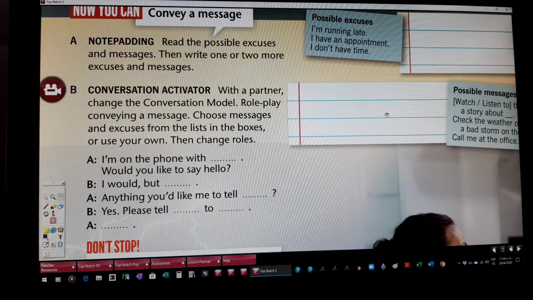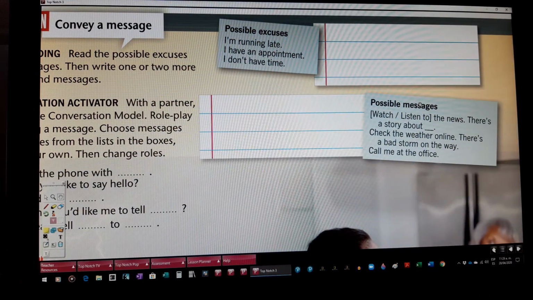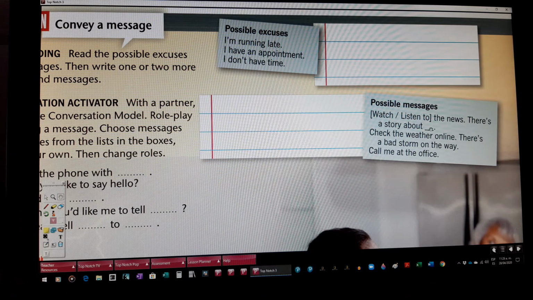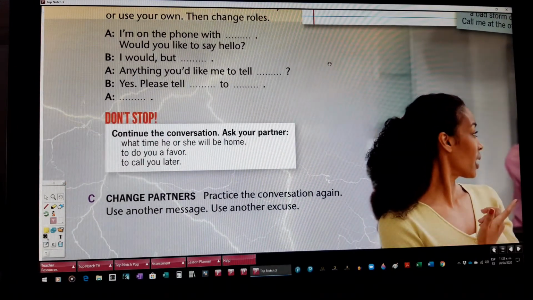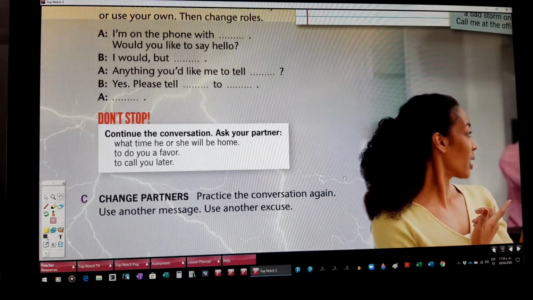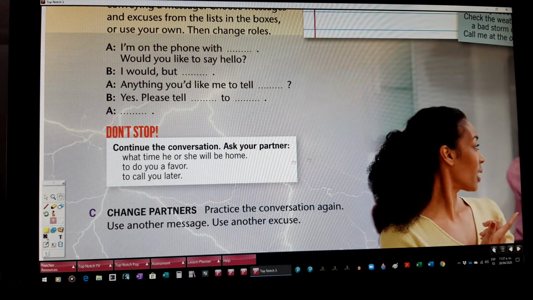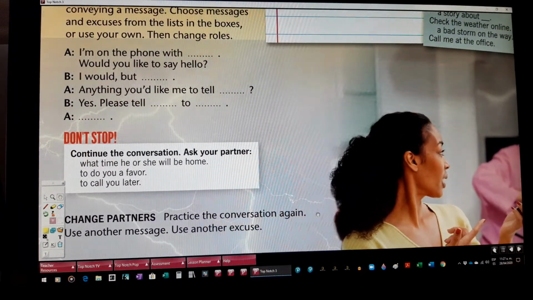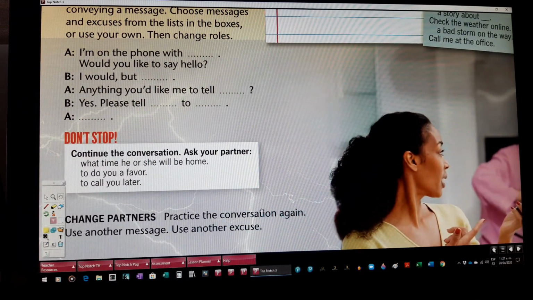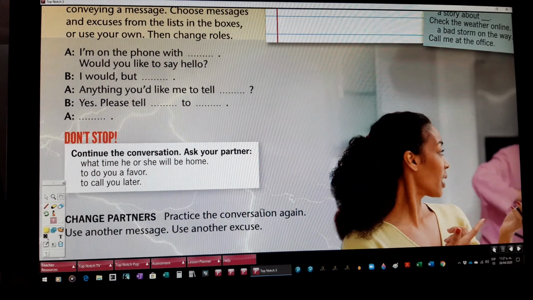Okay, that's to convey a message. Here are some ideas. Tell him to watch the news. Okay, there's a story about the coronavirus. Check the weather online. There's a storm on the way. Call me at the office or something like that. Okay, that's to convey a message. Okay, I can make the conversation bigger if I want. Puedo hacer la conversación más larga si quiero. Okay, longer or bigger. Okay, until here, this part of the unit. This is the second video.